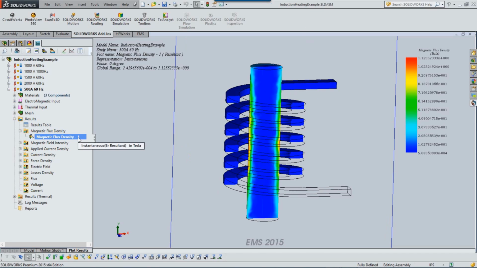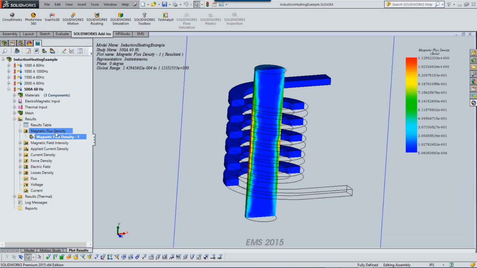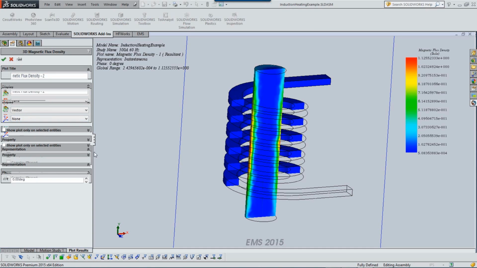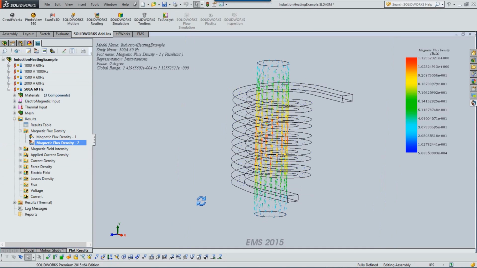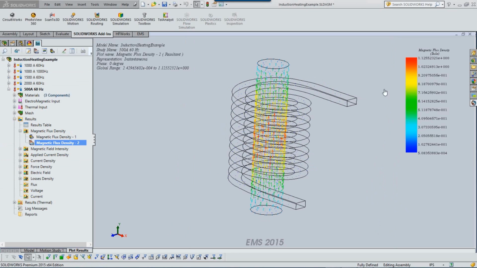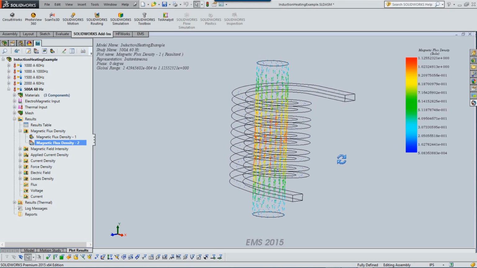The next thing that EMS does for you is what is called a vector plot. Okay, so the same magnetic flux density, not just as a continuous plot, but also as vectors. So one can take a look at it. Now here you notice the flux density that is developed inside the bar is actually visualized as a vector.